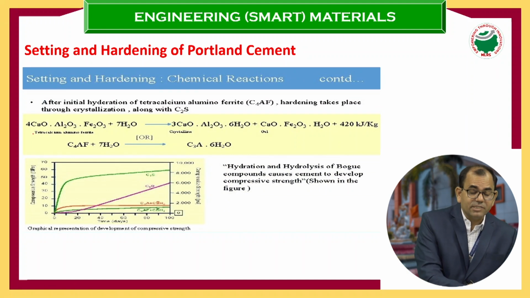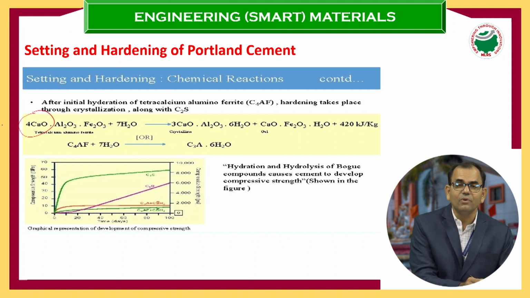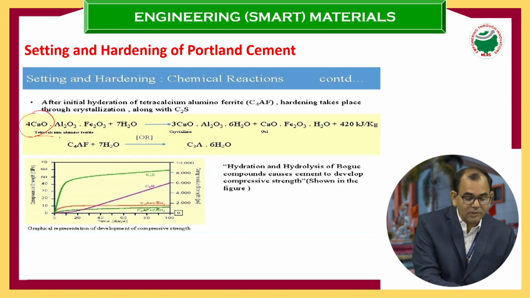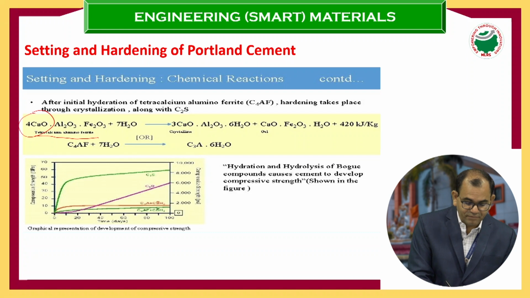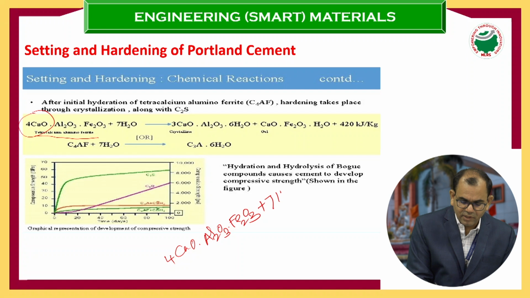So instead of tricalcium, here it is tetracalcium. How many calcium oxides are there here? 4. So tetracalcium aluminoferrite. The formula of this is 4CaO Al2O3 Fe2O3. How many water molecules? 7 H2O. What is this?